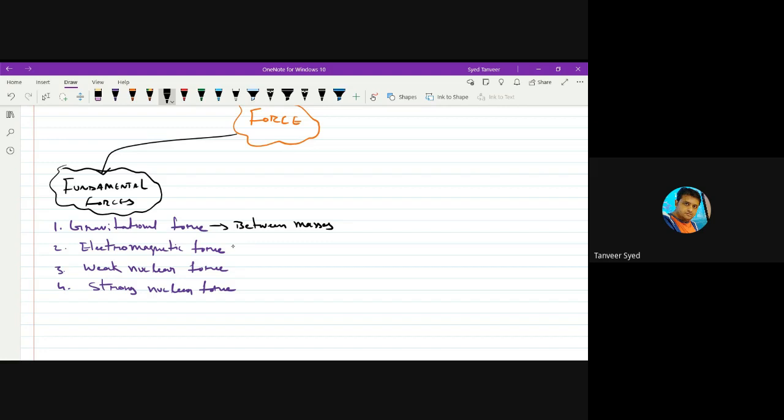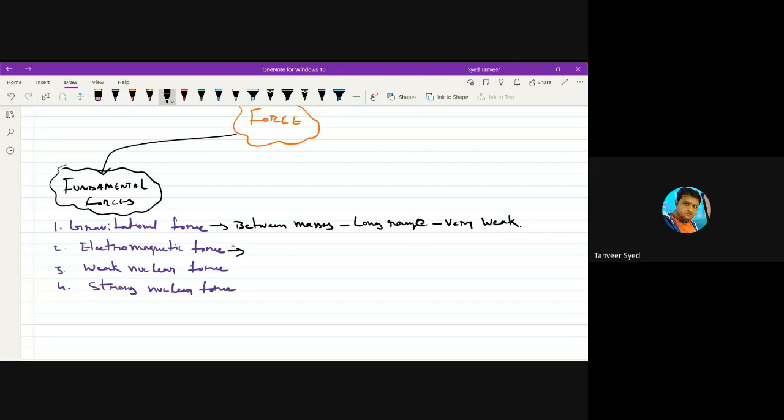this gravitational force is a very long range force. Long range means the extent up to which gravitational force can act is very, very long. In fact, theoretically, it is infinite. Then this is a very weak force. Gravitational force is a very weak force compared to the other three types of forces.